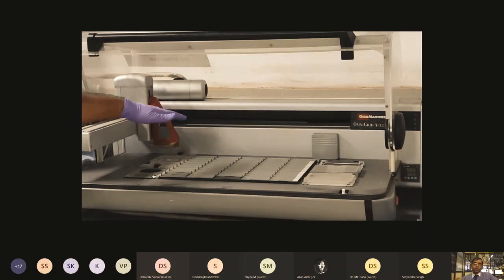But of course, if you want to do more high density printing, you have to have 96 pins and probably many more stacked plates in the same printer, because you don't want to keep opening it again and again. You want to maintain humidity and vacuum and everything for doing this printing.